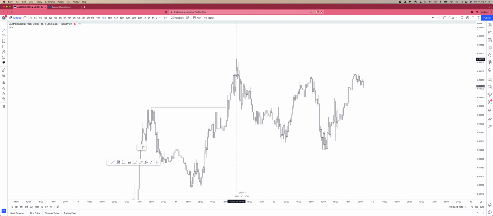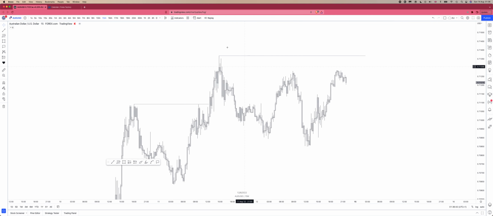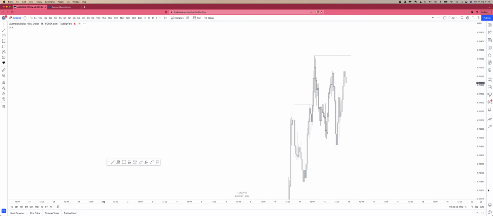So this high hasn't been taken yet. So this would be the 15-minute target because we are bullish. But my 15-minute would be where? Change. Let me see. Can't really see anything. Let me go on the 1 hour.